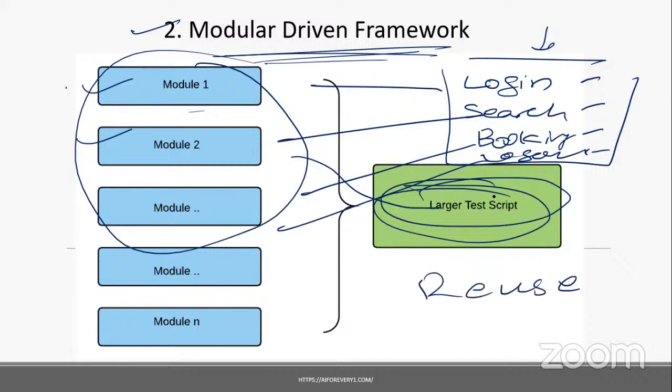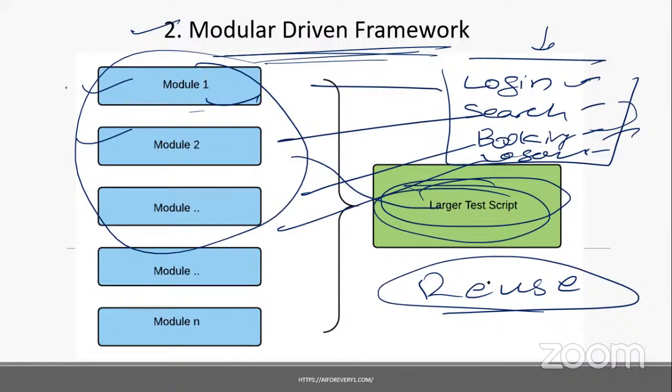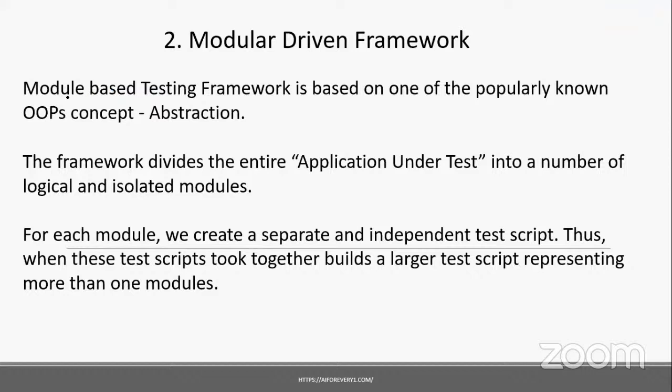One more test script you are forming will have login and logout, and in between something will change. That means you can reuse the login module and the logout module. So reusability is answered by the automation team. This is the modular driven framework, and it is based on one of the popular OOPS concepts, abstraction.